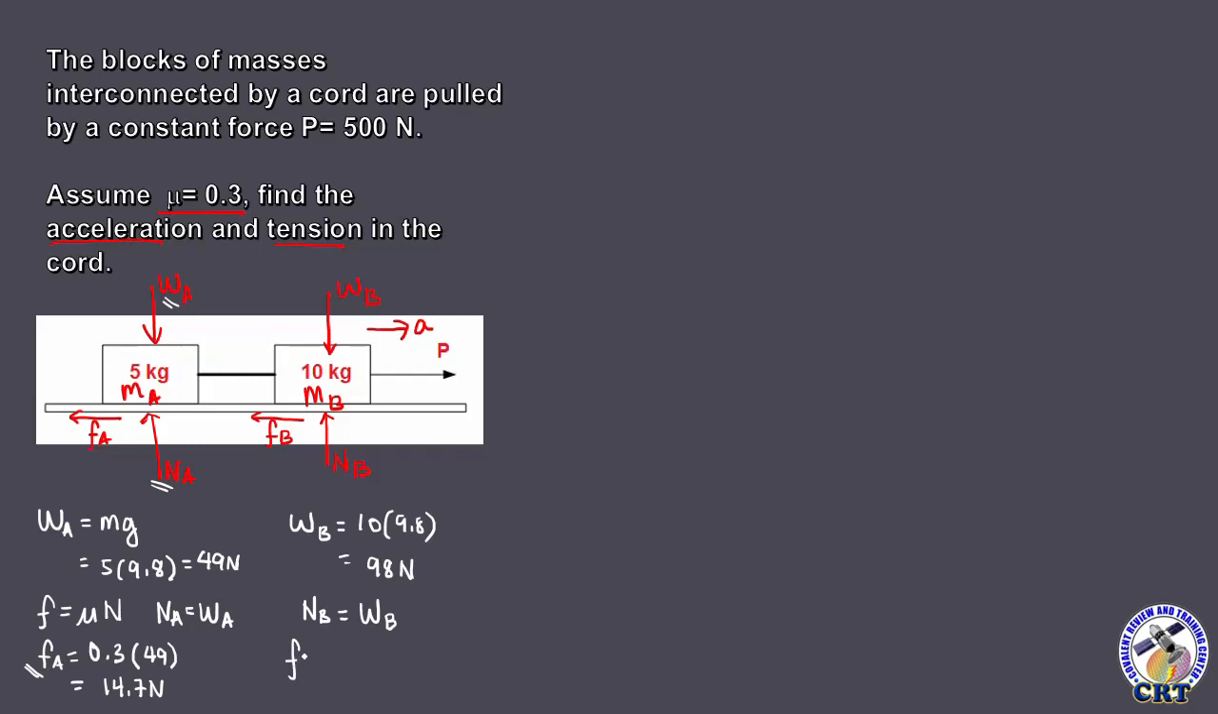While for the frictional force due to mass B, still you have to use mu N. So this is 0.3 times NB. NB is WB, which is 98 newtons. This will give us 29.4 newtons. So we'll already have Fa and Fb. Let us now calculate the acceleration of the whole system. So the acceleration of the whole system is F net over the summation of masses.